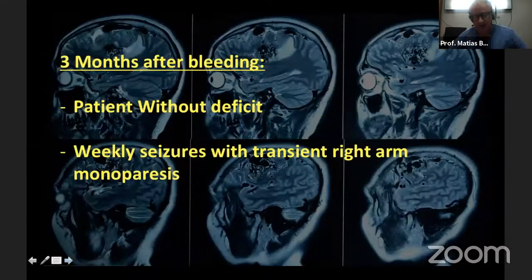corticospinal tract. And now, 3 months after the bleeding, the patient was without deficit, only with weekly seizures with transient right arm monoparesis. At that moment, we held several meetings in our department in order to decide the best option for this patient, to operate or observe. Remember that the patient was 29 years old, female.